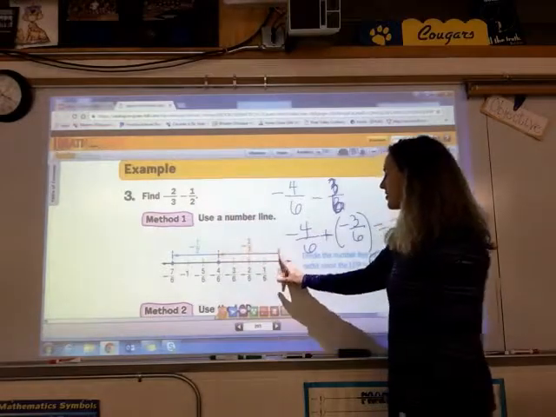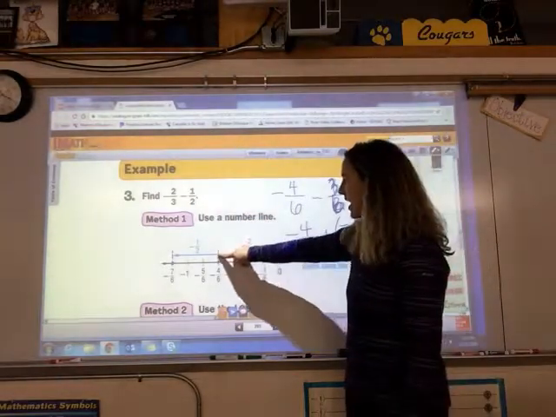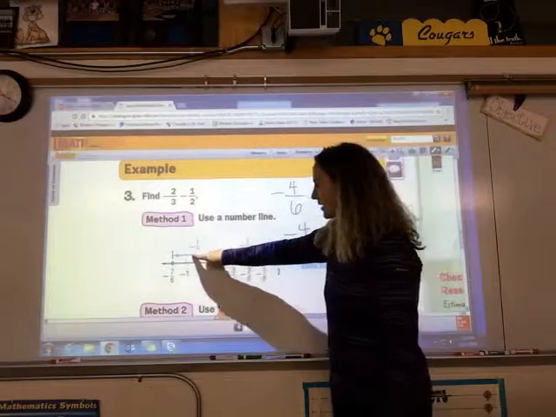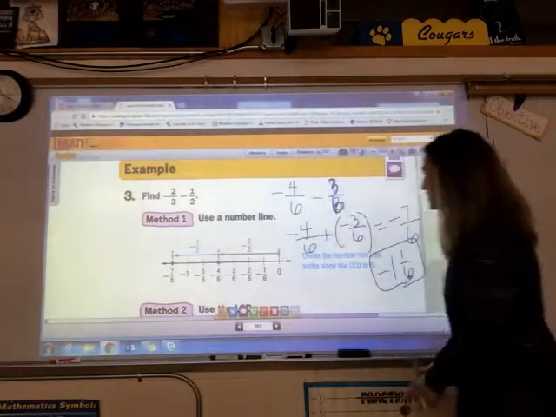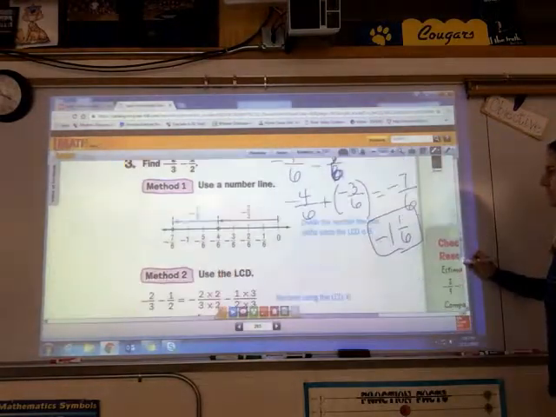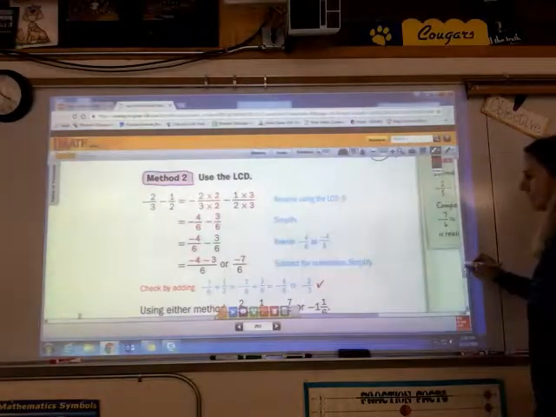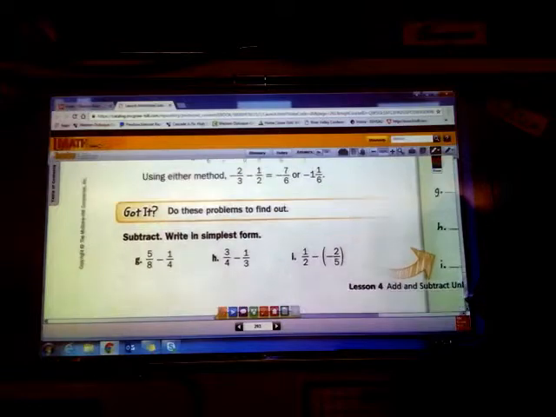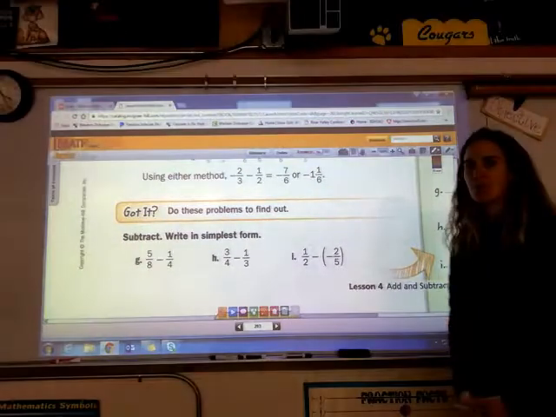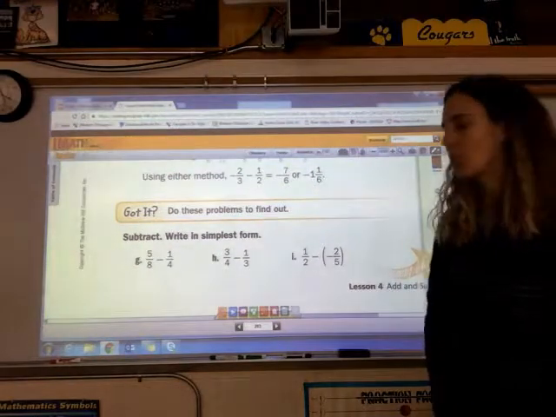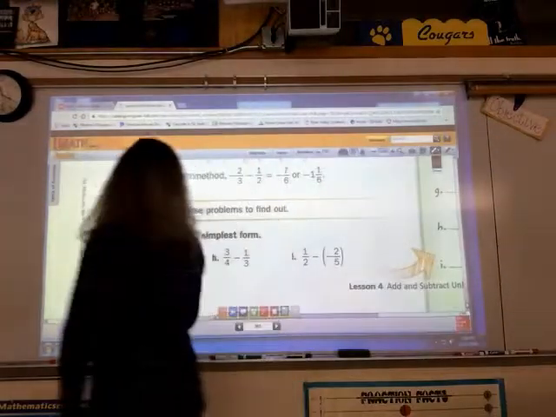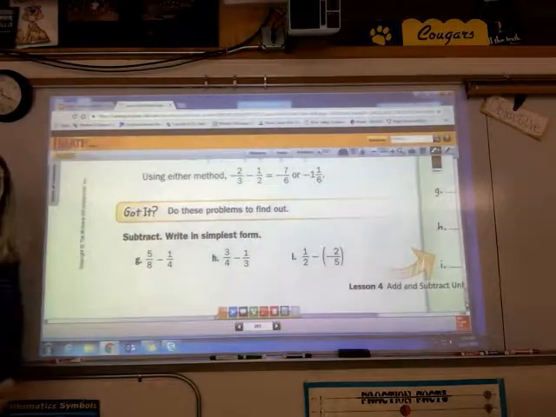Using your number line, again, starting at 0, we're going to subtract 2/3 and then subtract 1/2, and you can see it matches up. Using least common denominator, what we just did. So there's a few got it problems on the bottom of 293 that we can go ahead and work on together, okay? Letter G is 5/8 minus 1/4.